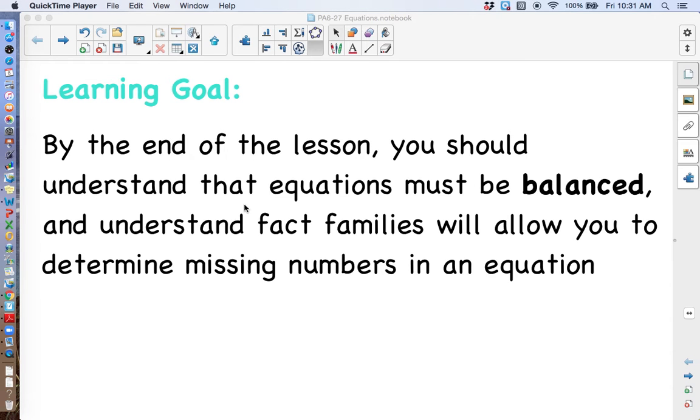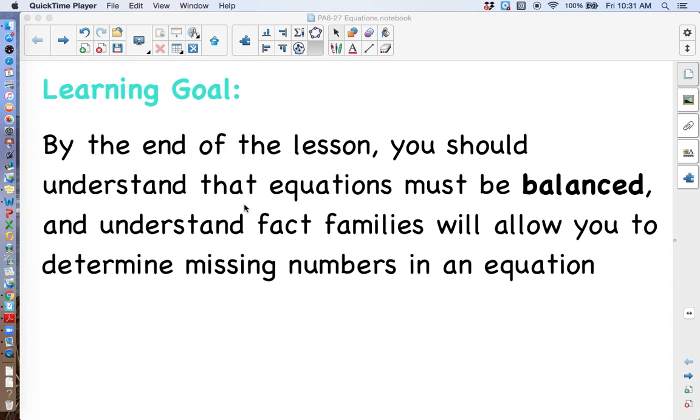Okay, so in today's lesson, we're going to be talking more about equations, which is a mathematical statement. And your learning goal is that by the end of the lesson, you should understand that equations must be balanced. So both sides of the equal sign should equal the same value. And you can do that by understanding that fact families allow you to determine what the missing numbers are.